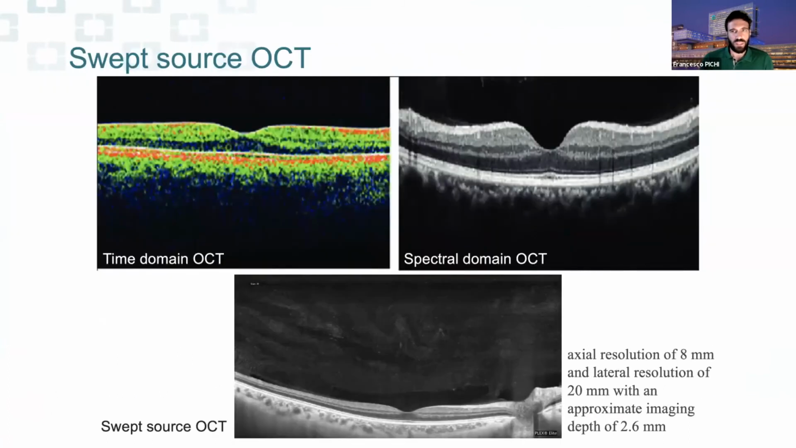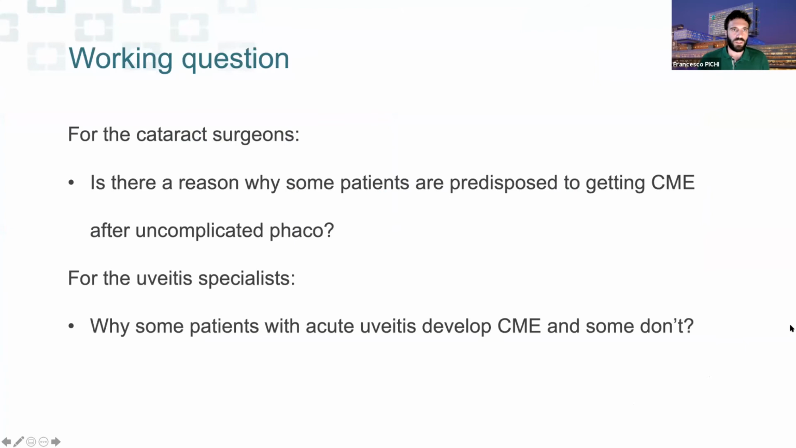And we have it, after all: the ANFAS that I just spoke about, and swept source OCT. As you can see here, swept source OCT is not just useful for the choroid, but to visualize the vitreous as well. So we started with a working question. For those of you who are cataract surgeons, why are some patients predisposed to getting CME after uncomplicated phaco? For all of us who are uveitis specialists, why do some patients with acute anterior uveitis develop CME and some don't when there is no posterior or intermediate involvement?